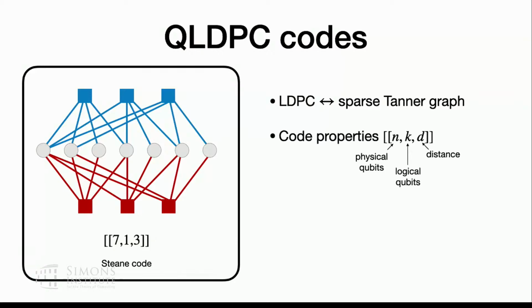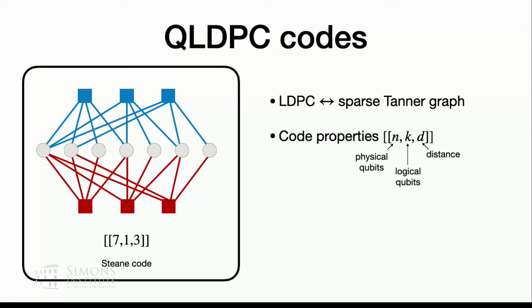And I'm going to use this standard notation, where you have [[N, K, D]]: the number of physical qubits, the number of logical qubits you're encoding there, and the distance, the lowest weight operator you can apply that will not be in the stabilizer group, but will implement a non-trivial transformation in the logical space. And in this notation, a little example here, the Steane code is a [[7, 1, 3]] code.